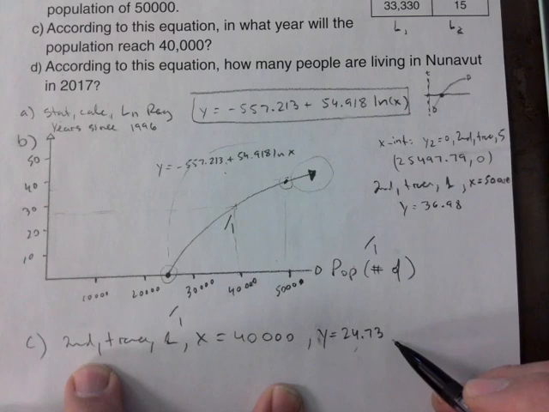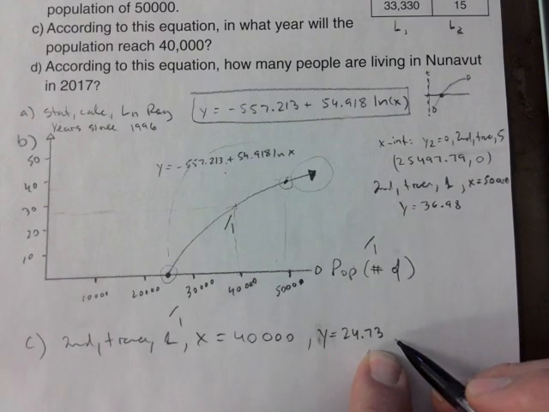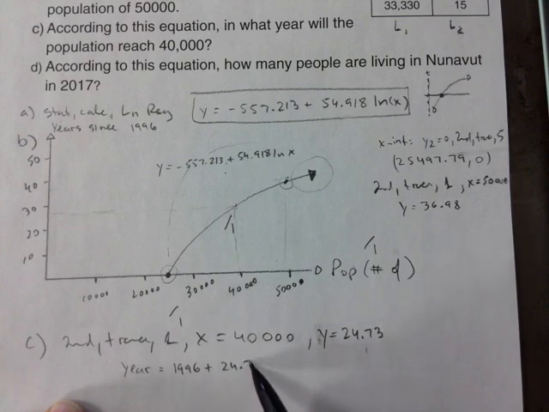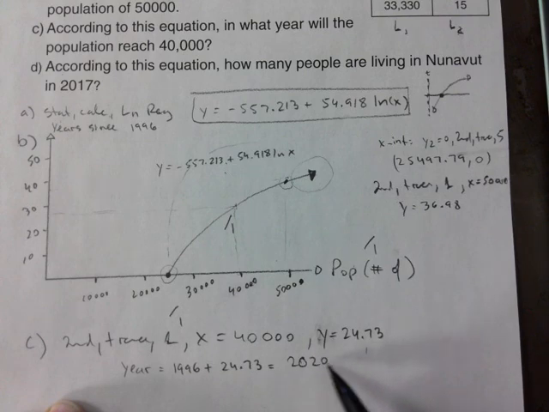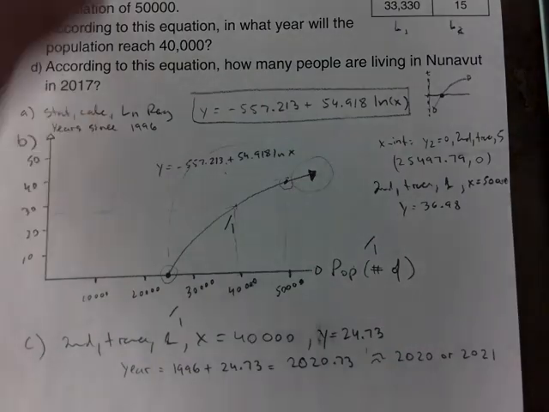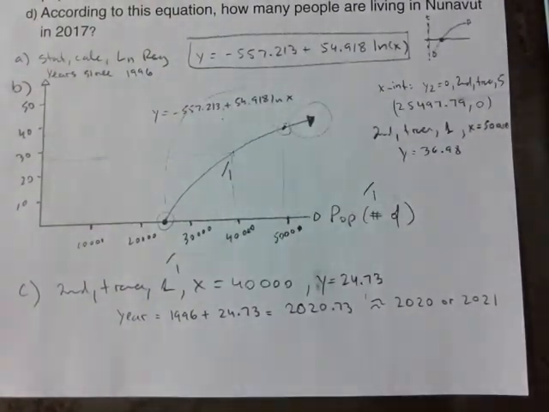So we're not quite done yet. This would be how long it would take, but it does ask in what year. In the year, we will go 1996 plus 24.73, and that's 2020.73. So approximately 2020 or 2021. I would accept either one, as long as you round to a whole number, because it is asking in what year. It doesn't ask how long.